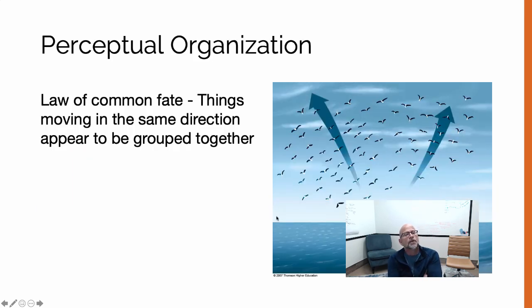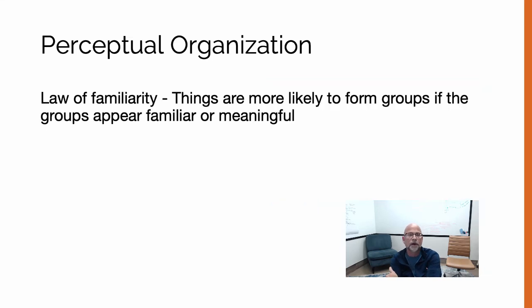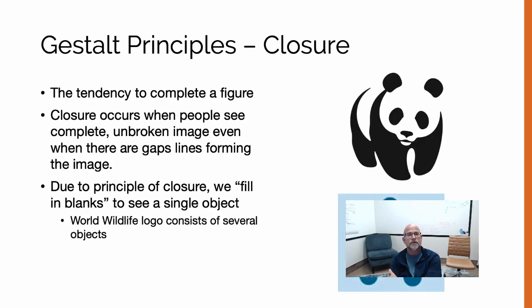Here's another example. This is the law of common fate. Things that tend to be moving in the same direction appear to be grouped together. Pretty straightforward. There's also the law of familiarity. Things are more likely to form groups if they appear familiar or meaningful. There's also the principle of closure. That is, we have a tendency, because we're trying to simplify things, to close figures that seem like they should be closed. And you can see that example here in both of these cases.